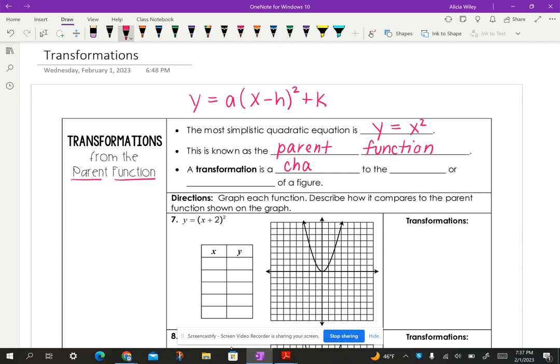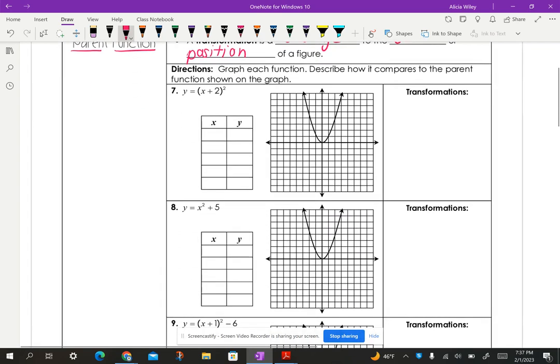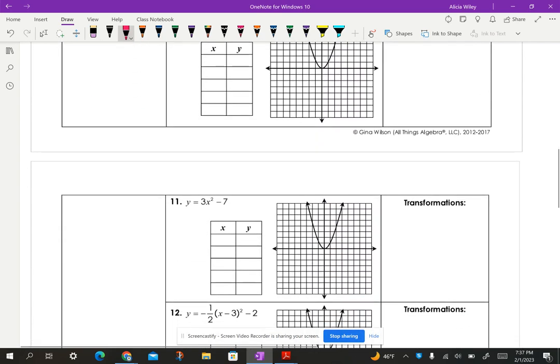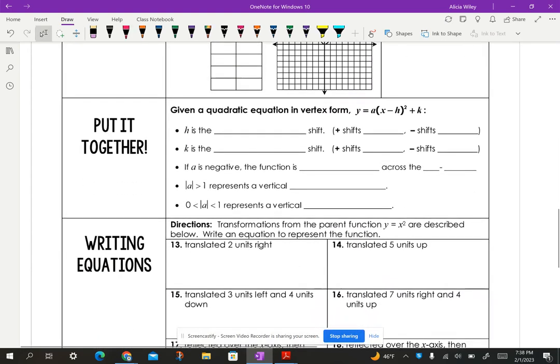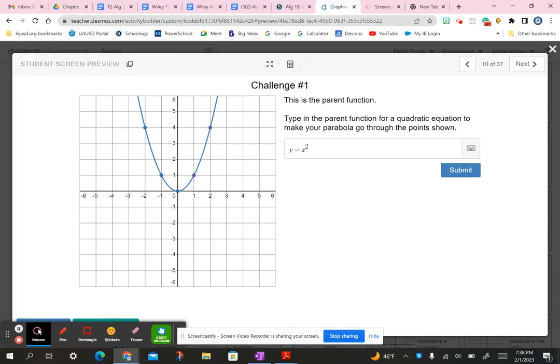The transformation can change the size. It can also change the position of a figure, our figure being a parabola. Okay, so let's go to the back of our page and let's talk about what you came up with yesterday in your Desmos activity. So if we go to the Desmos activity, let's talk about what happens when h changes.